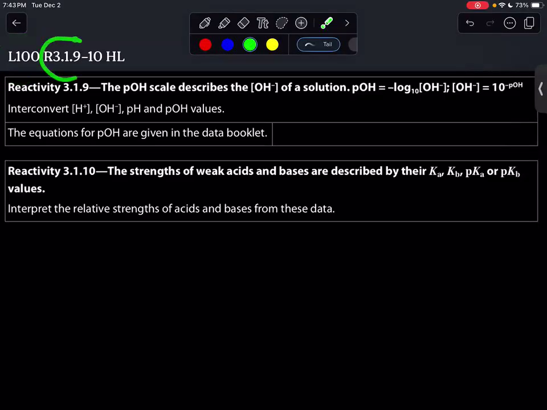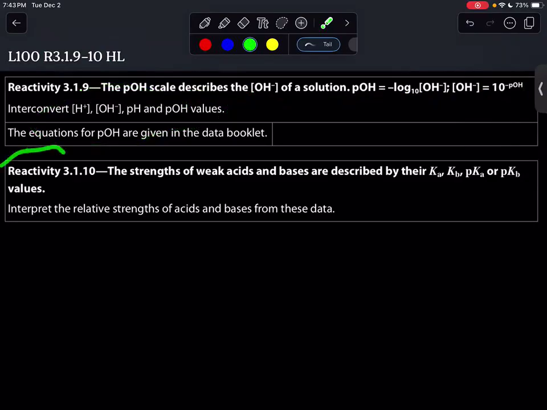Today we're going over reactivity 3.1.9 and 10. This is an HL topic. We're going to talk about the pOH scale, which describes the concentration of OH of a solution. pOH is equal to the negative log base 10 of the hydroxide concentration, or hydroxide concentration is equal to 10 to the negative pOH. And so we should be able to interconvert H plus, OH minus, pH, and pOH values.